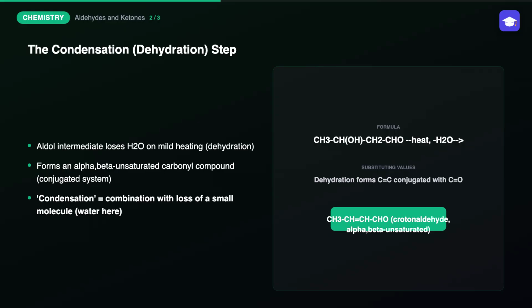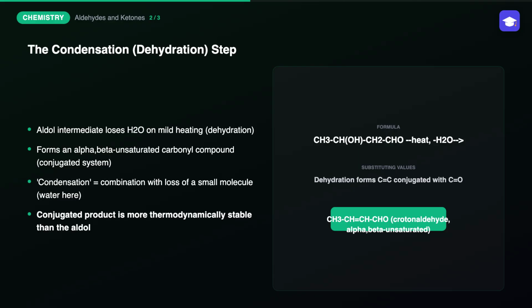This full two-step sequence, addition followed by dehydration, is exactly why the overall reaction is called aldol condensation rather than simply aldol addition. Condensation specifically refers to a reaction where two molecules combine with the loss of a small molecule, here water. The final alpha-beta unsaturated product is genuinely more thermodynamically stable than the aldol intermediate, precisely because of this extended conjugation between the double bond and the carbonyl group.